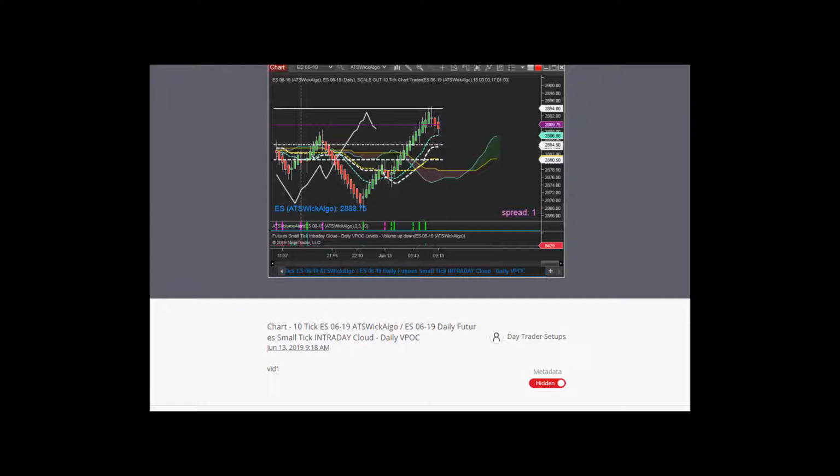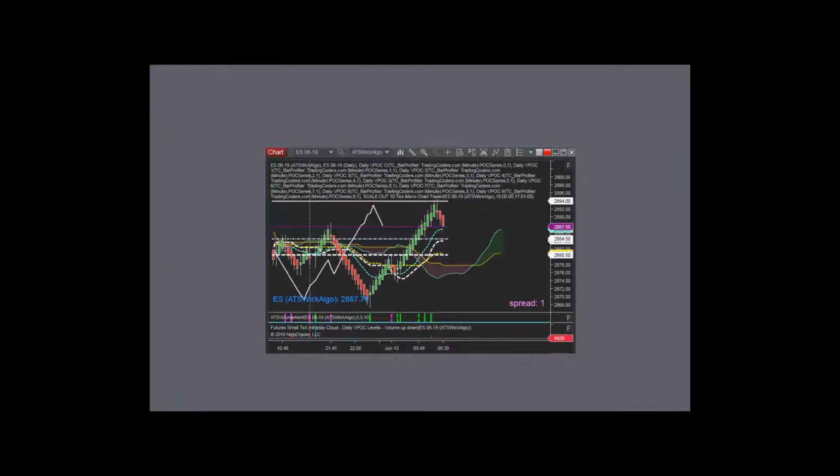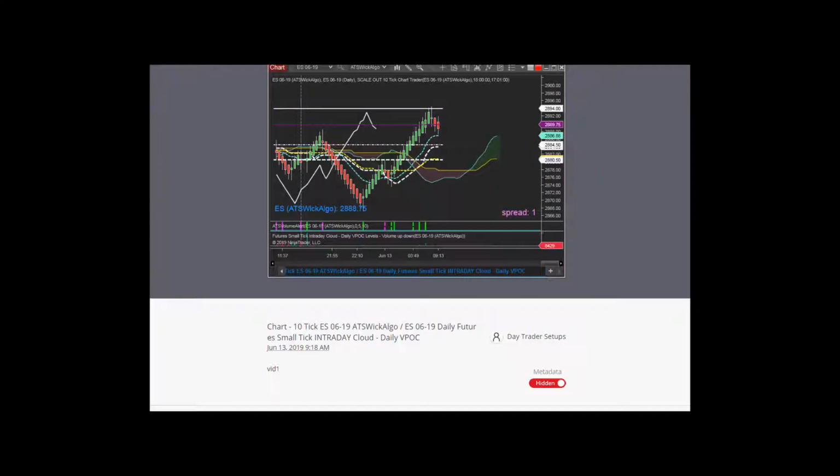I believe this is a different chart. That one's at 90. No, it's the same chart at 94. You can see we got all the jibber jabber off the top of this. This was a 10 tick.